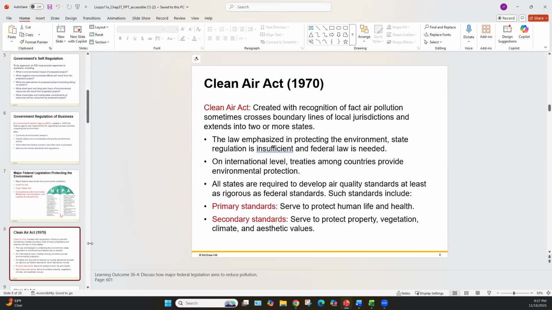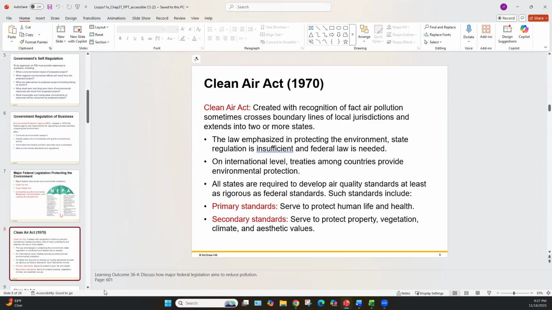The Clean Air Act of 1970 was created with recognition of the fact that air pollution sometimes crosses boundary lines of local jurisdictions and extends into 2 or more states. Probably the biggest example of this didn't happen in the U.S. It was called Chernobyl, which happened in the Ukraine, and they had a meltdown. And somewhere in Scandinavia, maybe Norway or Sweden, a couple of days later, they see cows just dropping dead in a pasture. And the world was then made aware of a major catastrophe within the Chernobyl nuclear power plant. Some of you may have heard of that.